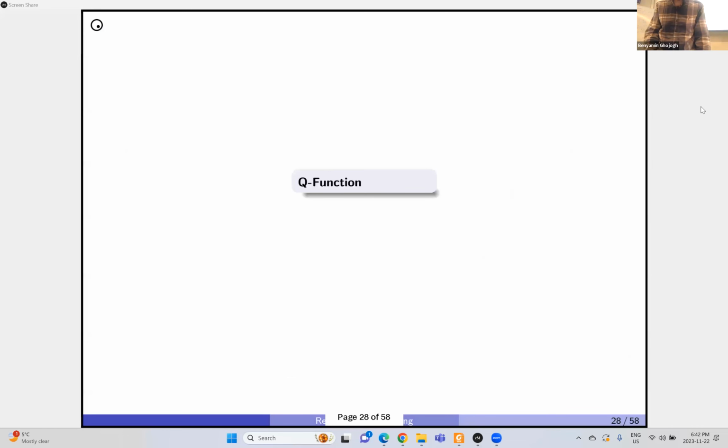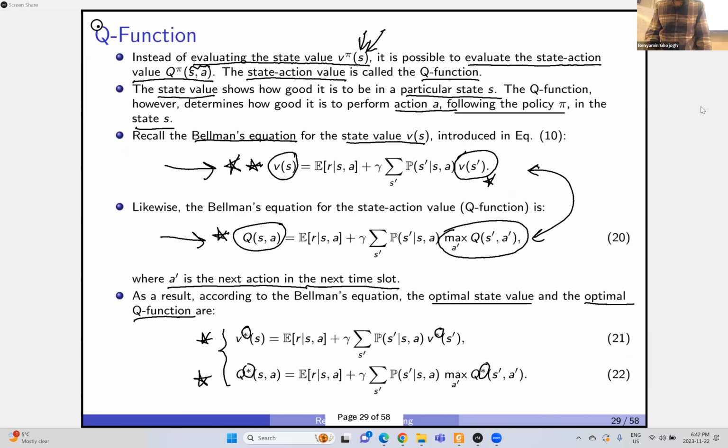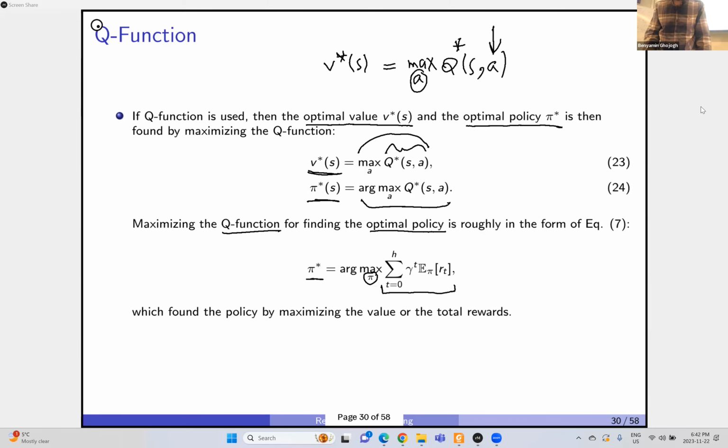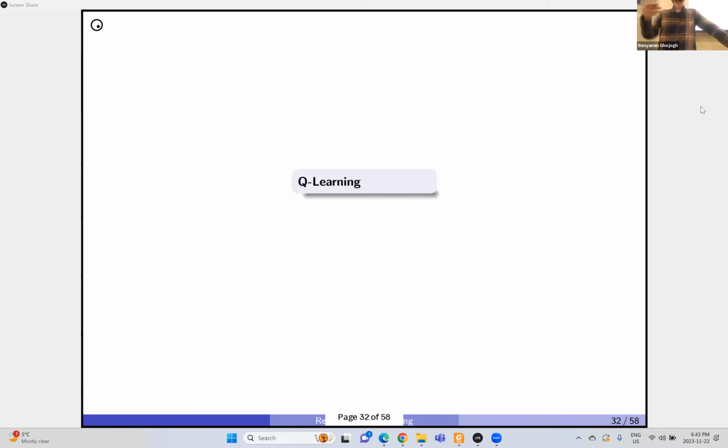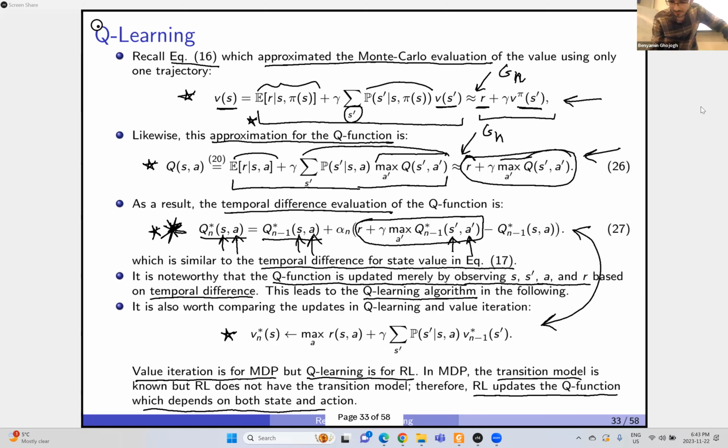So in this slide, where was that? In this slide, these are incremental updates of V and Q. Also, we use that in the policy iteration using Q function. Now I'm gonna discuss temporal difference for V and Q. So this was temporal difference for V and Q. If you remember, I haven't written that. So this was used in the temporal difference of value in the slide that I just showed you.